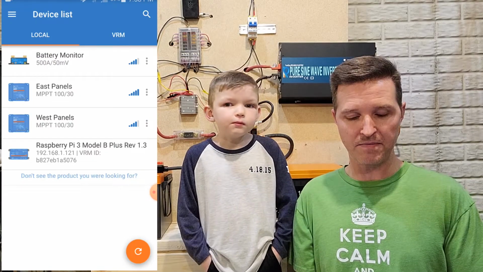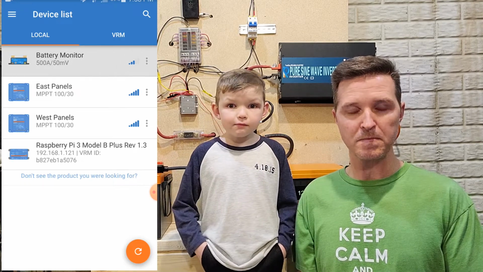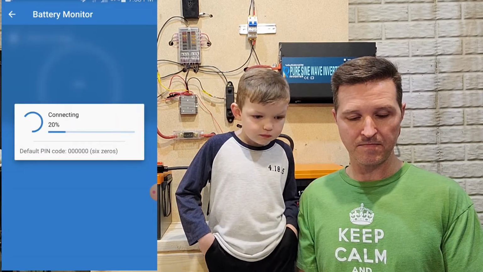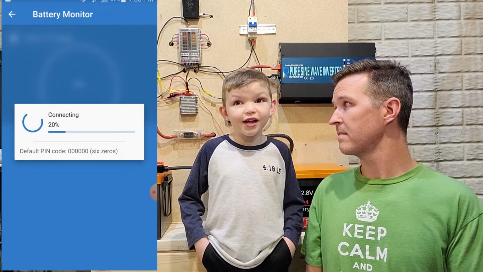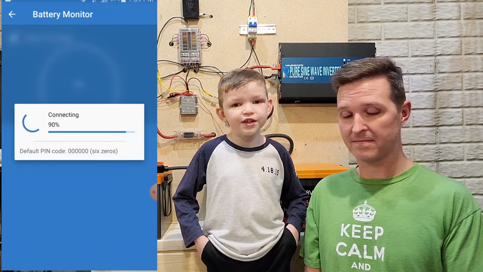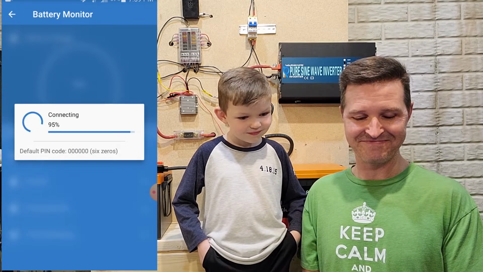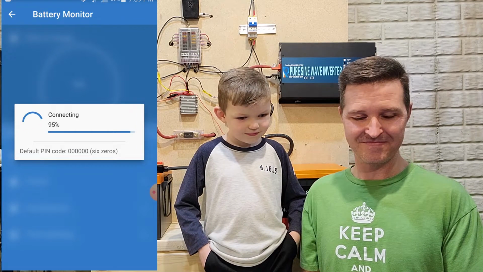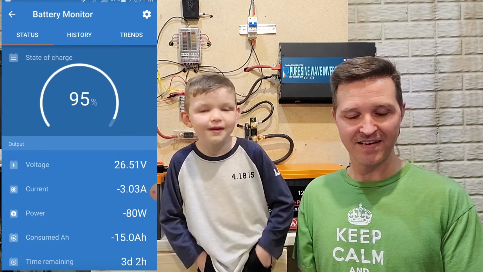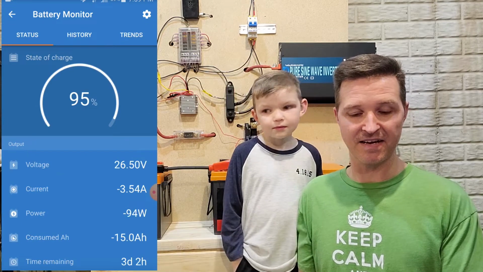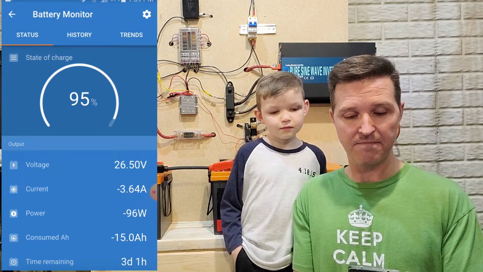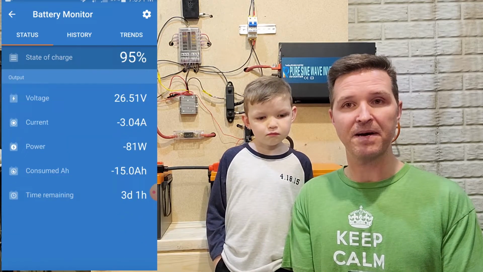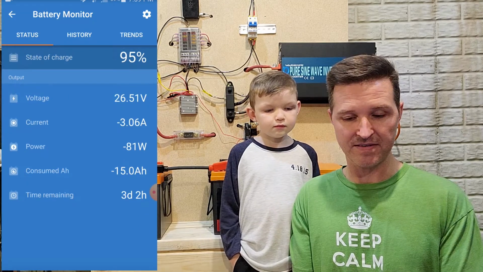Okay, let's go ahead and pull up the battery monitor. All right, there we go. You can see that my battery is right at around 95% right now, so it's pretty full. But what you don't see is anything about the midpoint voltage deviation.